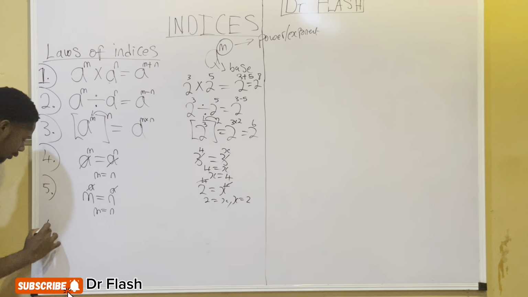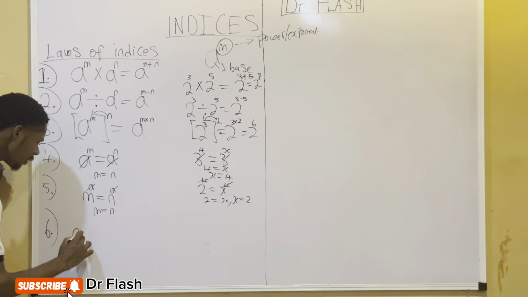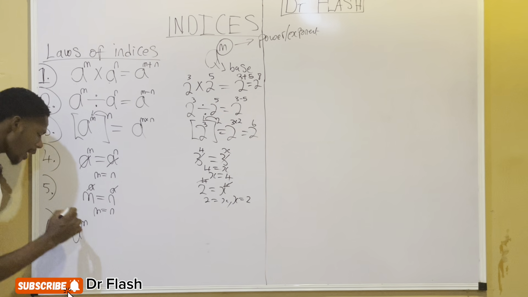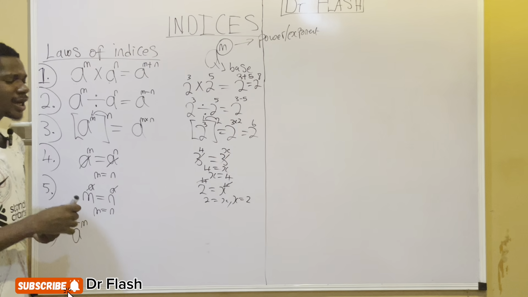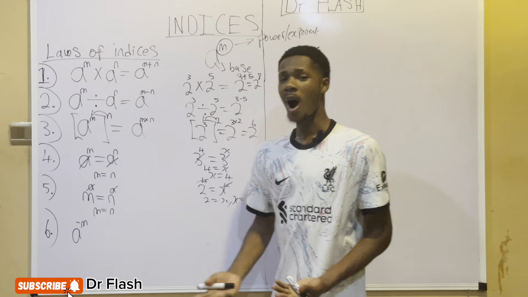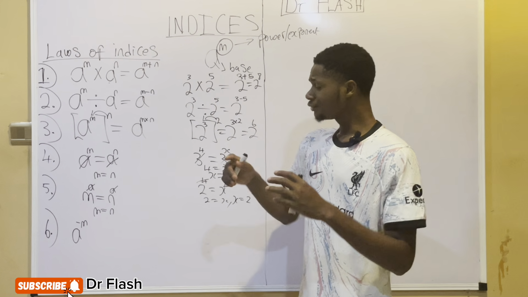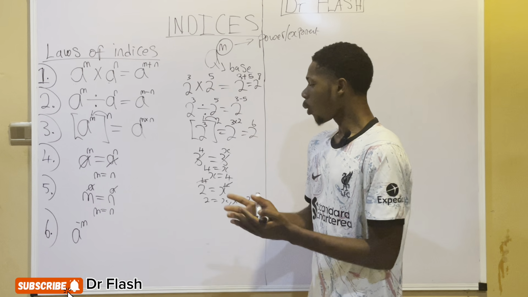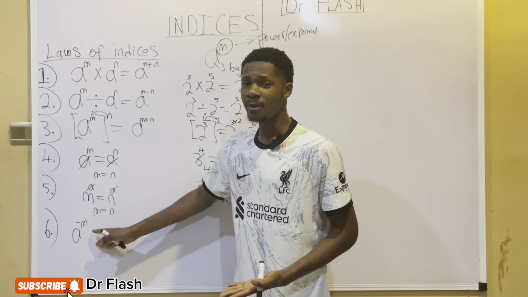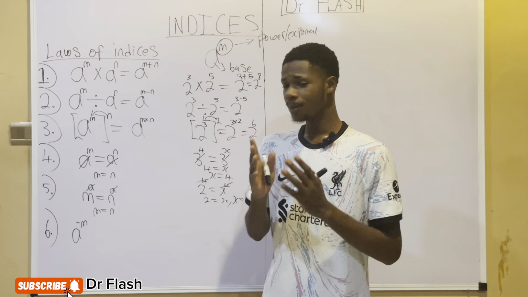We are going to take law 6. For law 6, if we're having a negative exponent, how do we deal with it? Let's say we're having a to the power of minus m. If we're having a negative exponent or a negative power, take note, anytime there is a minus in the power of a number, it becomes the reciprocal of that number raised to the positive power. Now, what is the positive power in this case? The positive part of minus m is simply plus m or just m.